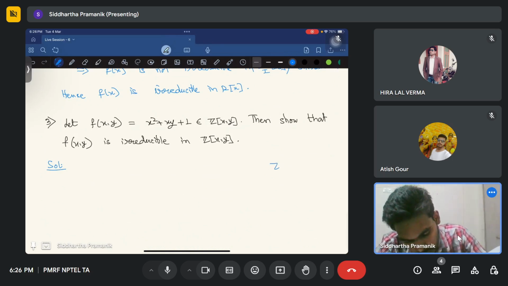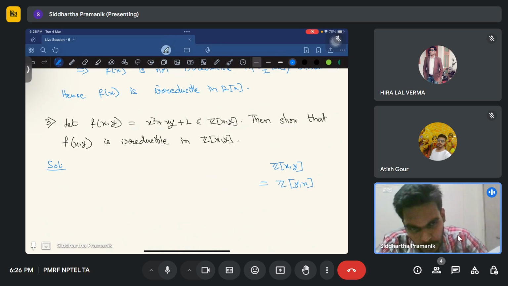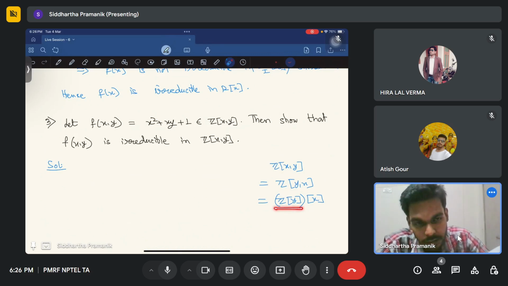So here the ring is Z[x, y]. We can write this as Z[y, x] also, because these are variables, so this does not matter. And this is basically Z[y][x]. So here your R is Z[y], and you need to find an ideal in Z[y].